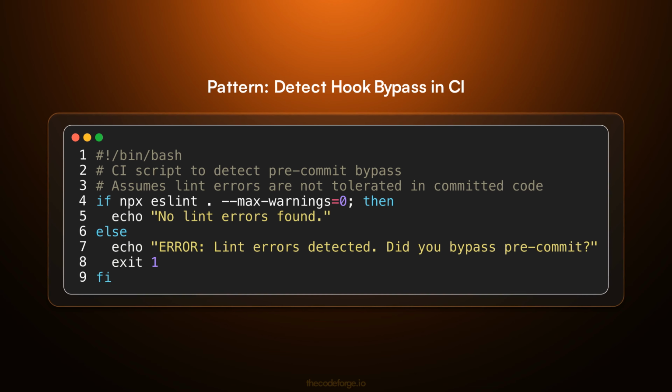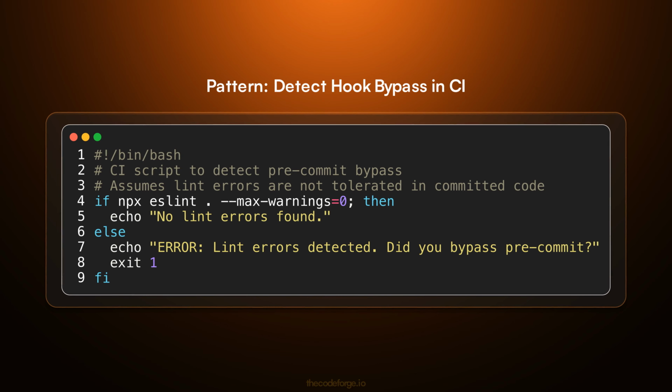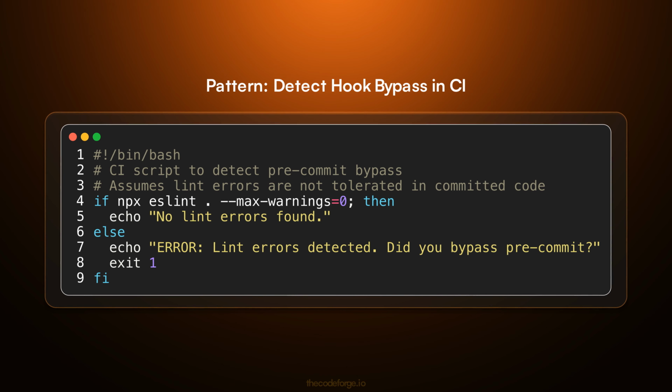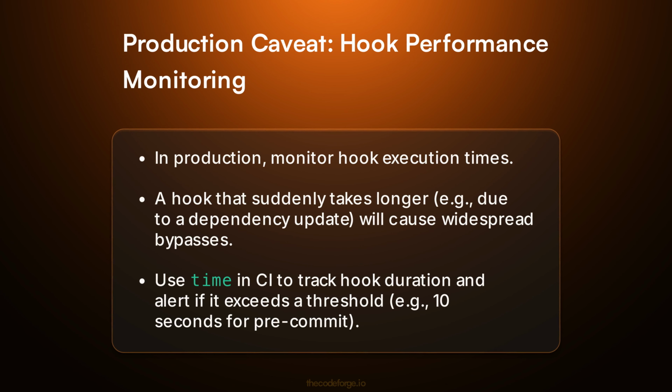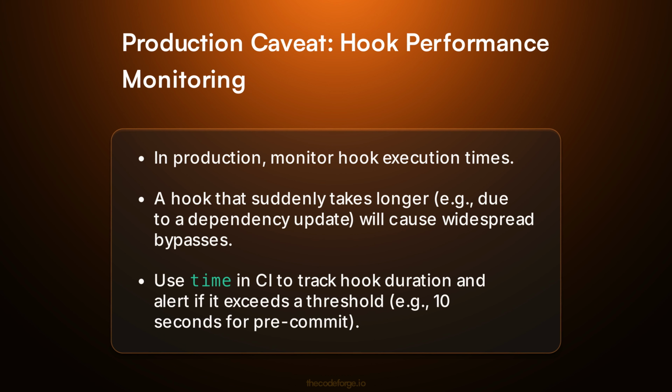The article mentions detecting bypassed hooks in CI but doesn't show how. This snippet runs the same lint checks in CI and fails the build if lint errors exist, effectively catching --no-verify usage. In production, monitor hook execution times. A hook that suddenly takes longer, e.g., due to a dependency update, will cause widespread bypasses. Use time in CI to track hook duration and alert if it exceeds a threshold, e.g., 10 seconds for pre-commit.